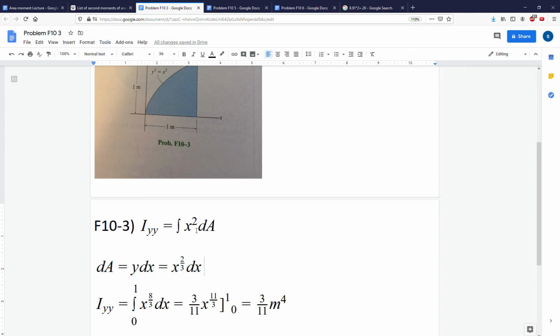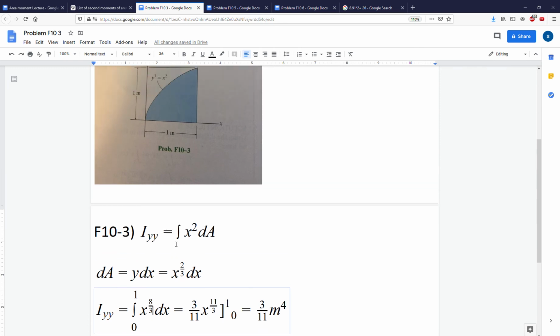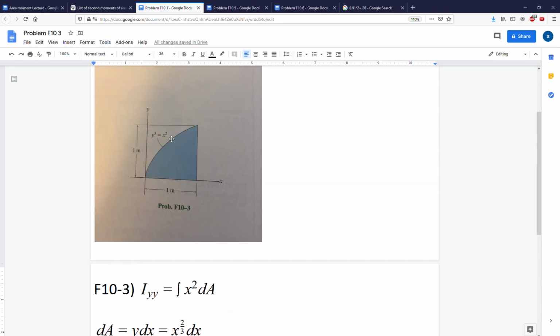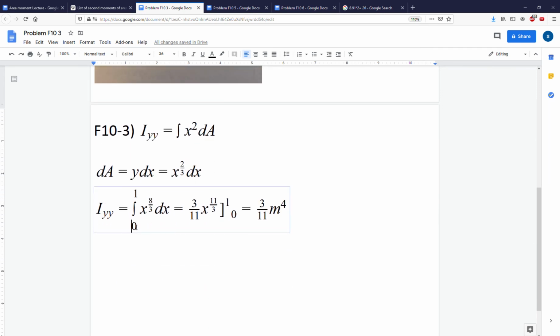Plug this dA into here, we get x squared times x to the 2/3. We can combine them and say that becomes x to the 8/3 power. Now for the limits of our integration, because we have already used this formula to determine the size of the stripes, we are only integrating along the x-axis, which means the realm of possible values goes from 0 to 1. So we're integrating from 0 to 1 of this formula right here.